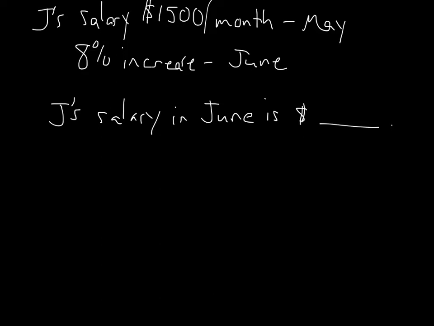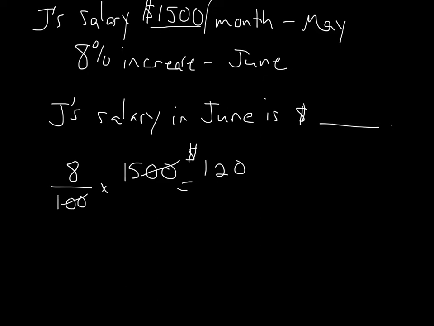Okay, I hope you've taken some time to do that. There's a couple ways we can do it. Probably the way most of you did it is you said 8%, that's 8 hundredths times 1,500, and that'll tell the increase. We recognize that the hundreds cancel out, and 8 times 15 is 120. And so he's going to make $120 more in June than he did in May. So 120 is not our answer. It's an increase, so it goes up. So we would add 1,500 and 120, and we would get that his salary is $1,620.